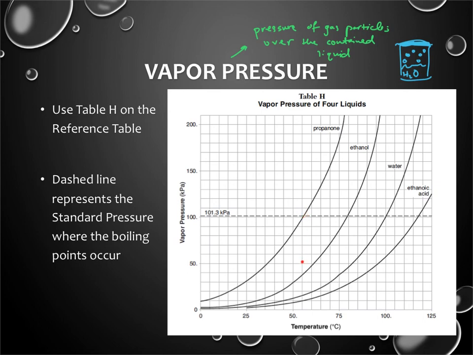Propanone is down here. It's approximately 55 degrees, a little bit over that, like 56. Ethanol is a little over here, a little under 80. And ethanoic acid is right here, in between 115 and 120. That's fair. So a lot of it relies on being able to use this table.